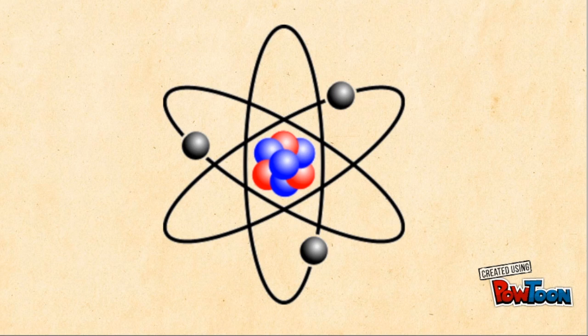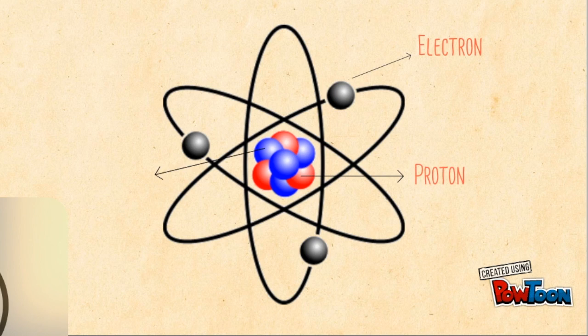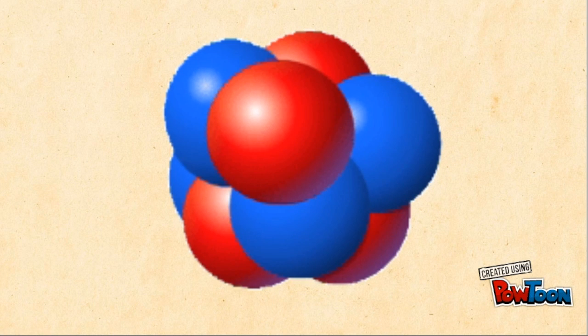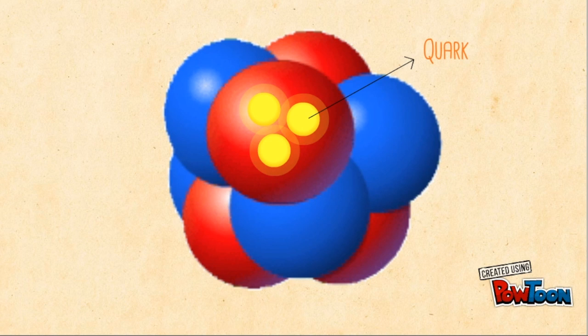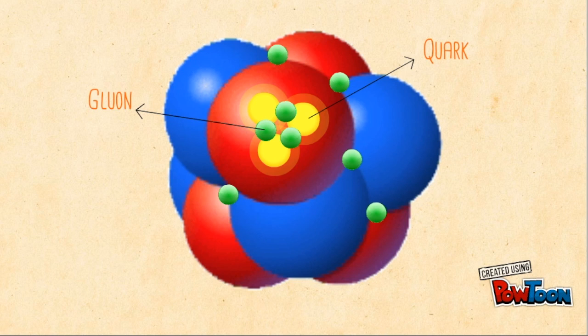Now, many of you might know what's inside an atom: an electron, a proton, and a neutron. But what's inside a proton and a neutron? It's these quarks, which are joined together by gluons, which produce the strong nuclear force for joining them. Gluons also join the proton and the neutron.